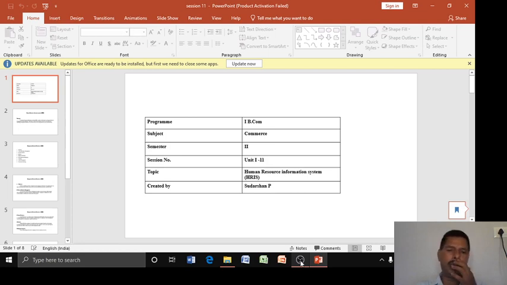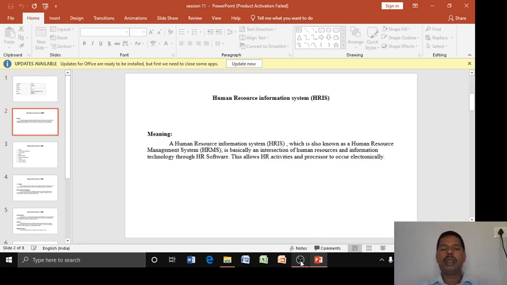In the previous sessions, we studied about the meaning of human resource management, objectives of human resource management, role of human resource manager, changing or emerging trends in human resource management, right? Functions of human resource management, etc. So, in this session, we are going to study about human resource information system. First, we will look into the meaning of the same.